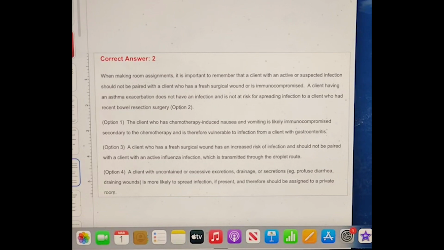Number 2, when making room assignments, it is important to remember that a client with an active or suspected infection should not be paired with a client who had a fresh surgical wound or is immunocompromised. A client having an asthma exacerbation does not have an infection and is not at risk of spreading infection to a client who had recent bowel resection surgery.